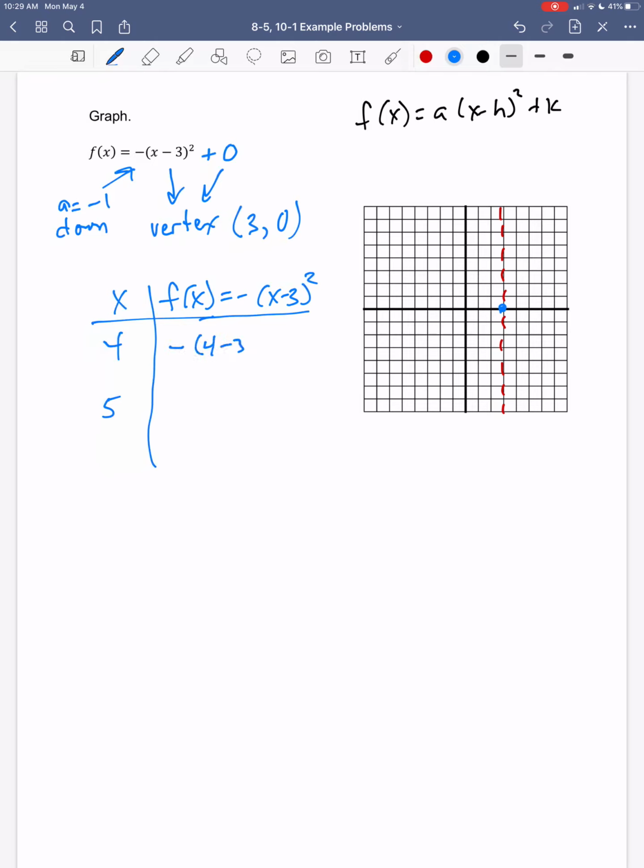4 minus 3 quantity squared, that's going to be negative 1 squared, which is just going to be negative 1. And then when I plug in 5, the negative stays outside the parentheses. 2 squared is 4, so I get negative 4. So we get 4, negative 1, and then 5, negative 4.